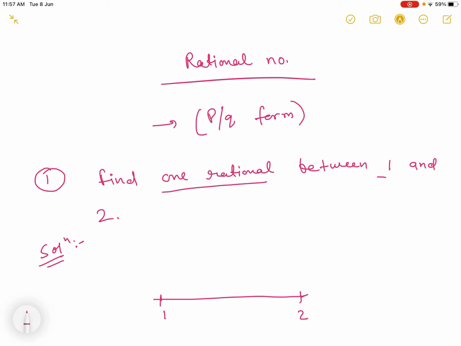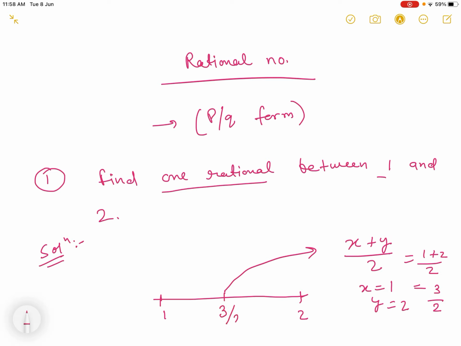The formula to find a rational number is (x plus y) by 2, where x is 1 and y is 2. So the rational number would be (1 plus 2) by 2, that means 3 by 2. So the rational number between 1 and 2 would be 3 by 2. We have found it. So the answer is 3 by 2. Right. We can take another example.